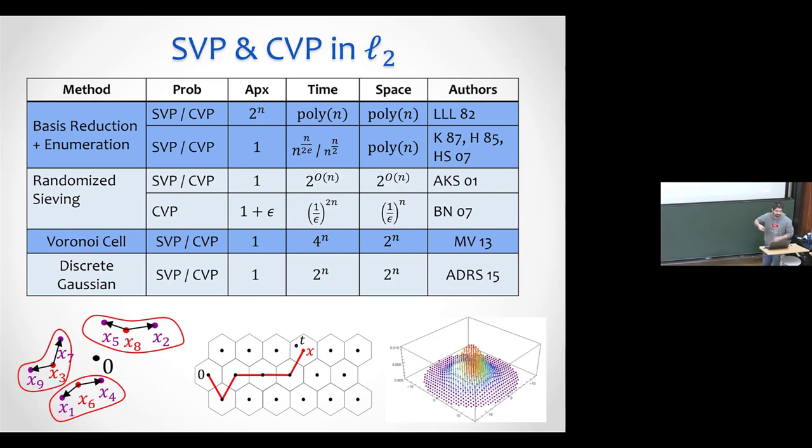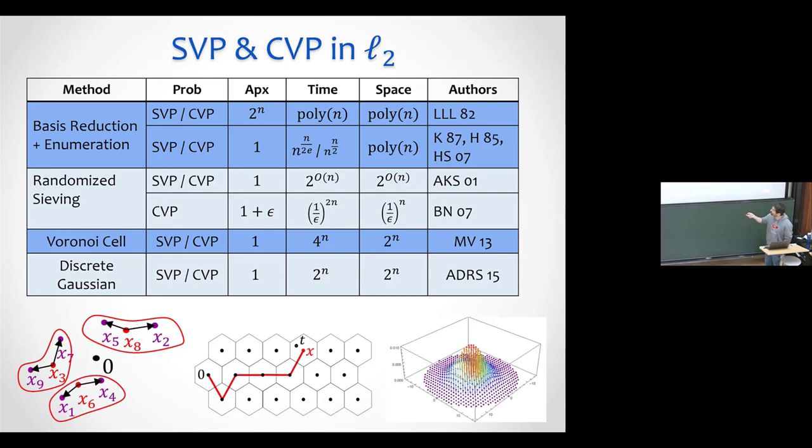But you can see that it achieves exponential approximation factors. And it turns out that the moment you want approximation factors that are close to one, then for all of these problems, the complexity seems to be exponential. Some of this is true under the exponential time hypothesis. Anyway, you can see that in the 80s, we had basis reduction style techniques.